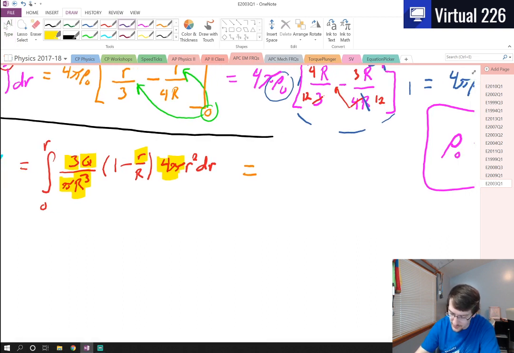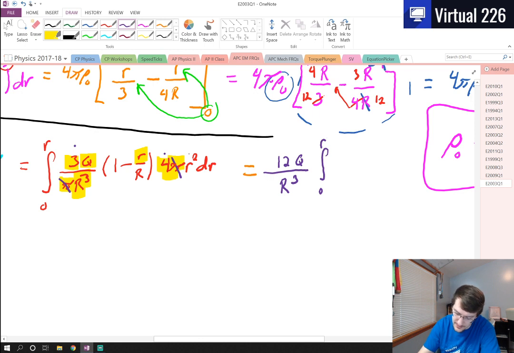Cleaning up real quick though. Pi's are going to divide out. That's nice. And 4 times 3 is 12. So I'm going to write this as 12q over big R cubed times the integral from 0 to little r of, and then moving the r squared into both of those, the quantity r squared minus r cubed over big R dr.